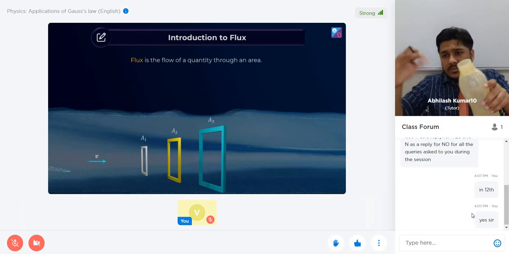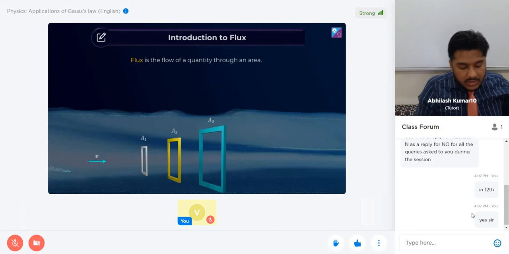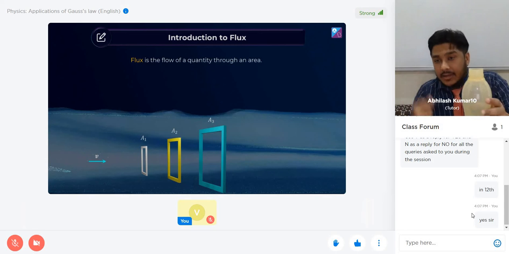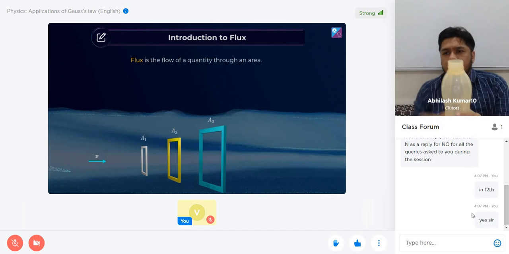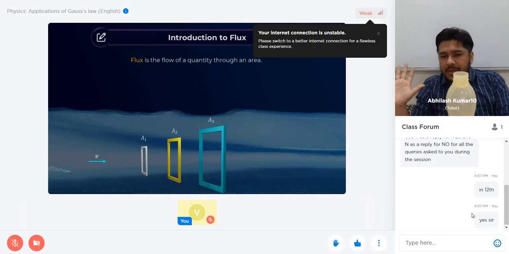So, sir, what is the purpose of calculating flux, right? What does it signify practically? So I have a bottle in my hand, right? And I open the tap. Suppose there is a tap, I open the tap. So people just answer me.